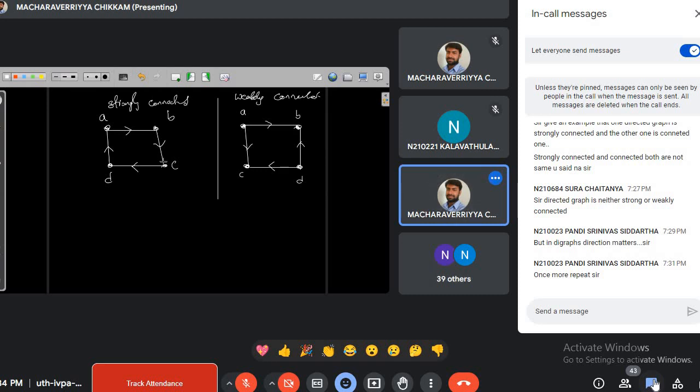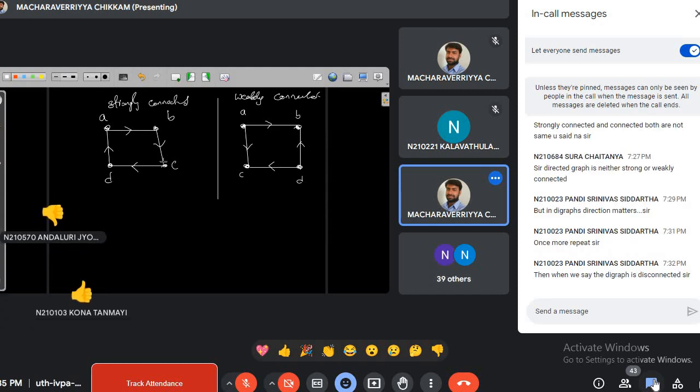Is it clear, or should I go with one more example? Okay, when do we say that a digraph is disconnected? Yeah, that's a good question. If it does not fall into these two cases, if it is neither strongly connected nor weakly connected, that's what we call a disconnected graph.